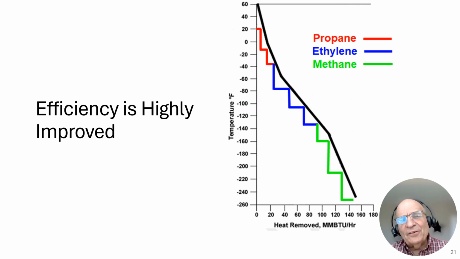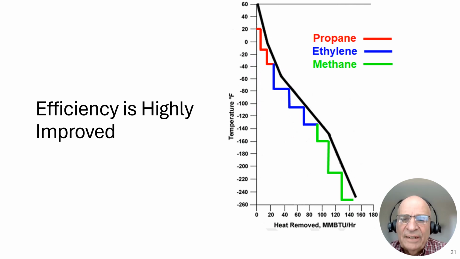Let us look at that on a load and refrigeration curve plot. And looking at it here, we have our first propane refrigeration, our second stage propane refrigeration, our third stage propane refrigeration. First stage ethylene refrigeration, second stage ethylene, third stage ethylene, first stage methane, second stage methane, third stage methane.